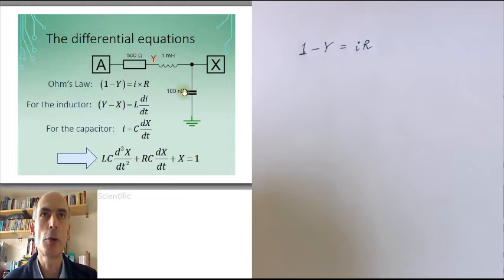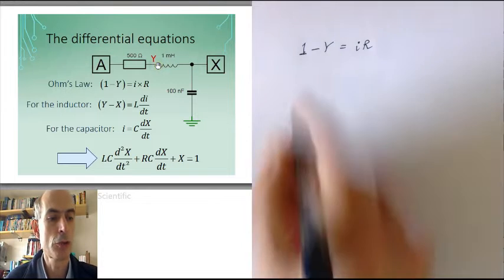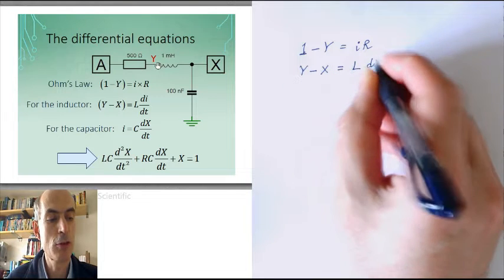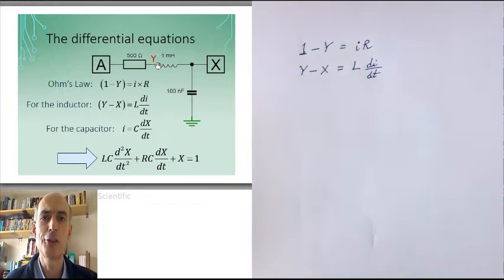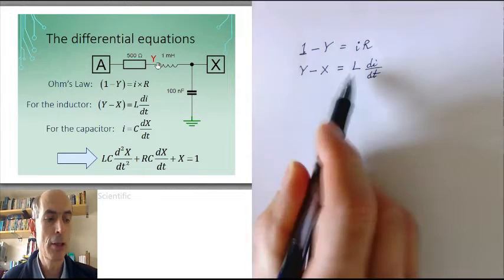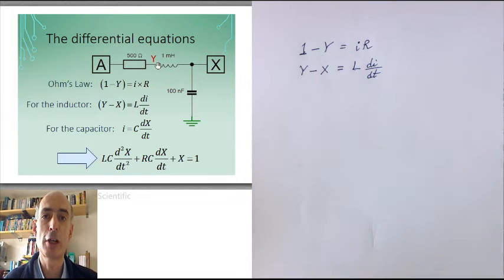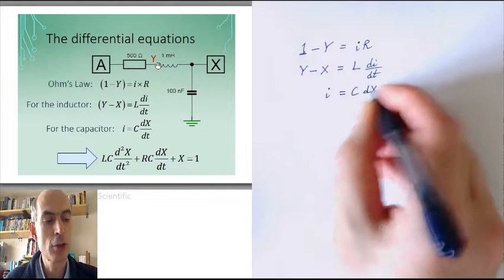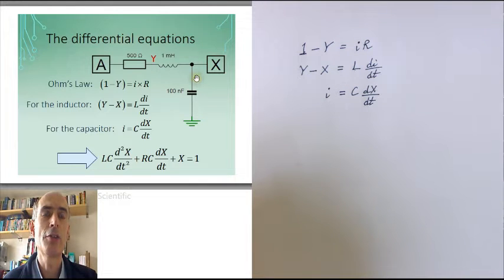be the current times the resistance. Now it's the same current flowing through all of these components, so we can write the voltage across the inductor, which is going to be Y minus X, where X is our output, is the inductance times the rate of change of the current, because that's what inductors do. The voltage across them is the value of the inductance times the rate of change of current flowing through them. And then we've got the formula for the capacitor, which derives from Q equals CV and tells us that the current is equal to the capacitance times the rate of change of the voltage across the capacitor. And in this case, that's just X, because the voltage across the capacitor is the difference between X and 0.